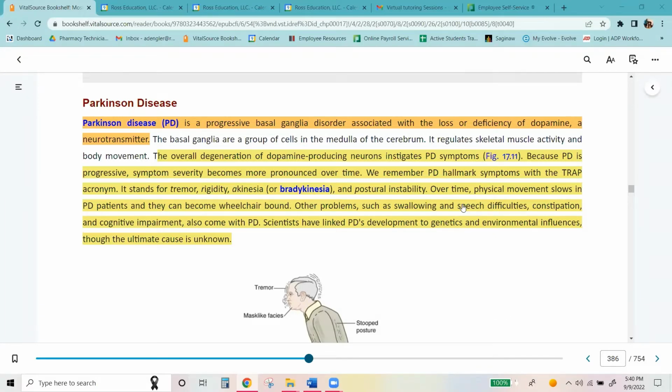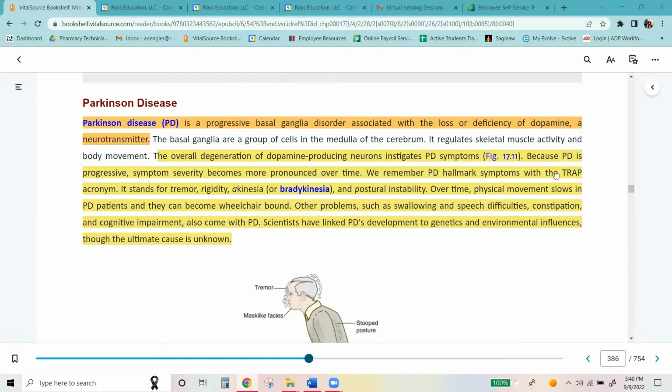Parkinson's disease is a progressive basal ganglia disorder associated with the loss or deficiency of dopamine, a neurotransmitter. The overall degeneration of dopamine producing neurons instigates symptoms. We use the acronym TRAP to talk about symptoms: tremor, rigidity, akinesia, and postural instability. As this is a progressive disease, symptoms get severe over time.